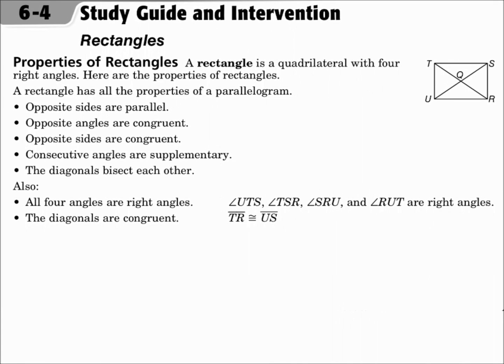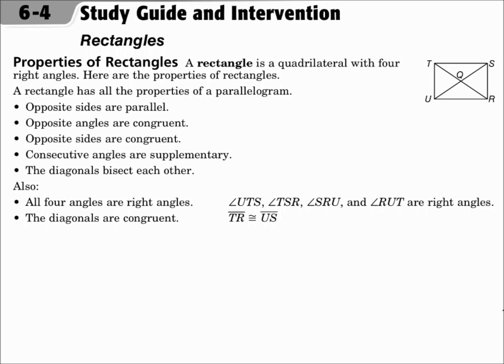This is lesson 6.4, rectangles. Your objectives are to recognize and apply properties of rectangles and to determine whether parallelograms are rectangles. A rectangle is a quadrilateral with 4 right angles.